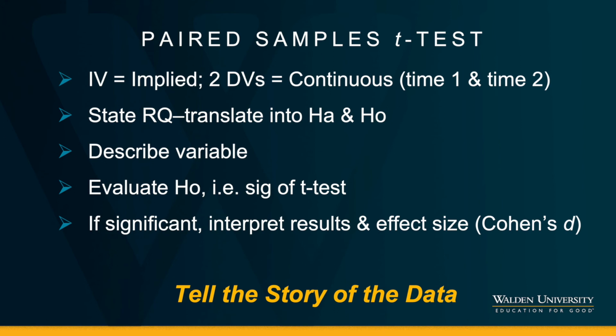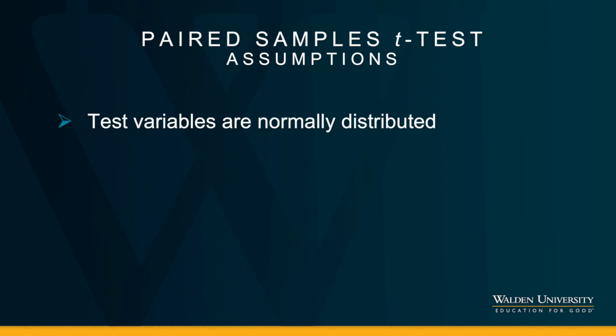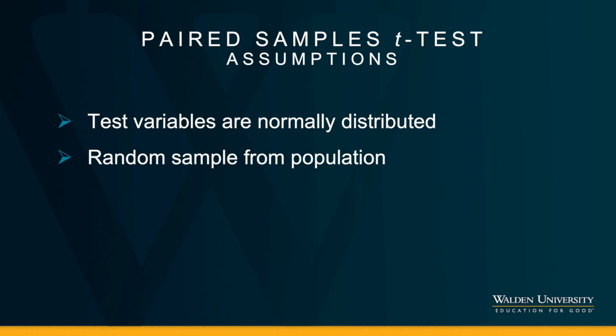Now, it's not going to surprise you to hear that the paired samples t-test also has assumptions. The test variables are both to be normally distributed across that group. We'll trust that the researchers sampled randomly, that this random sample requirement was fulfilled and that the scores are independent. And we can now return to SPSS and run this paired samples test with an example.